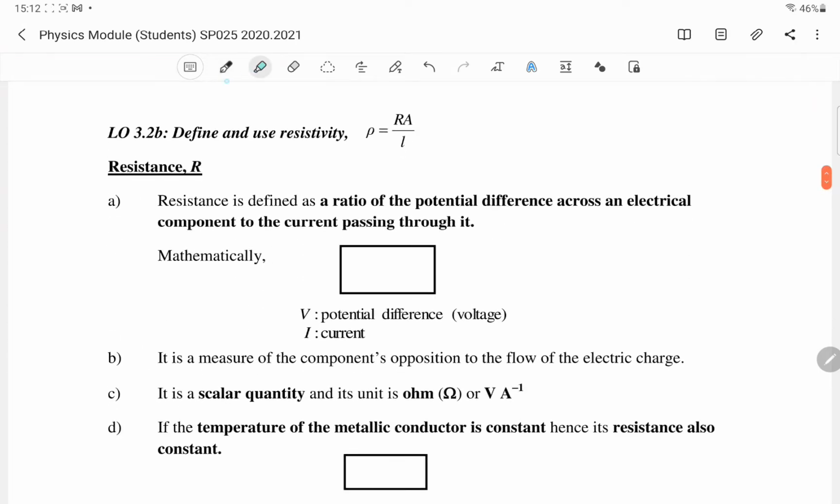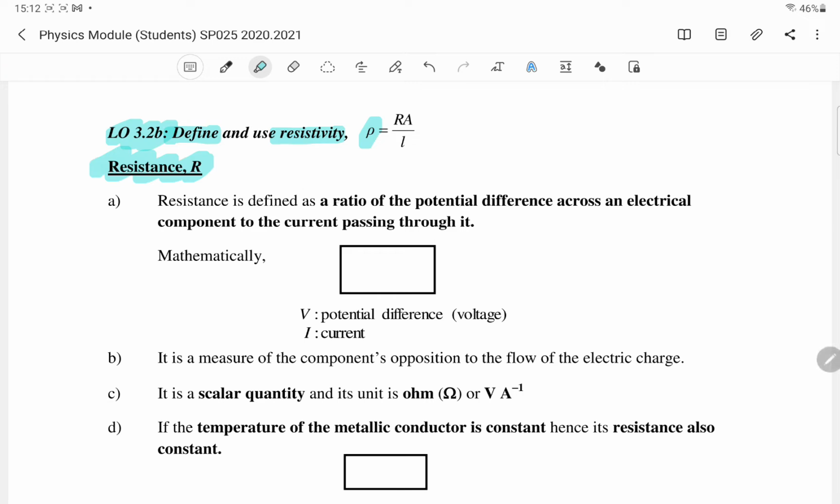So for the outcome 3.2b, you have to define and use resistivity. This is the symbol of resistivity, which is rho. Rho is equal to RA over L. So for the resistance, we have R. For the resistivity, we have rho. Okay, we look at resistance first.